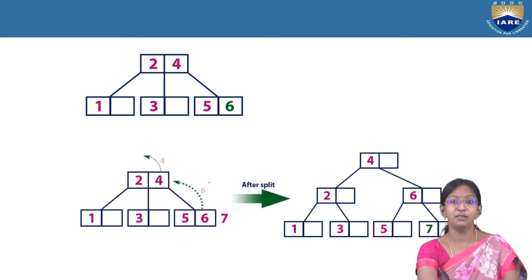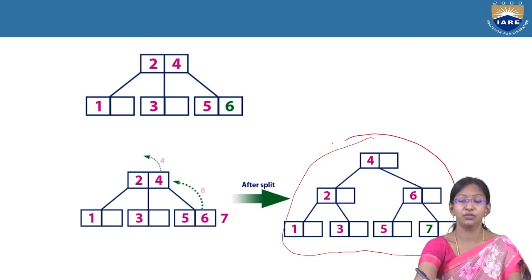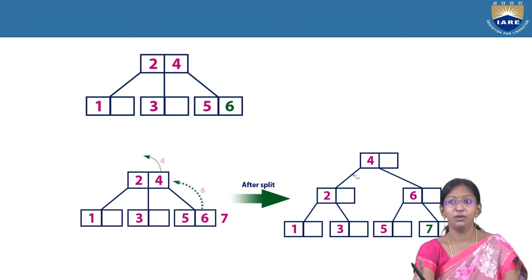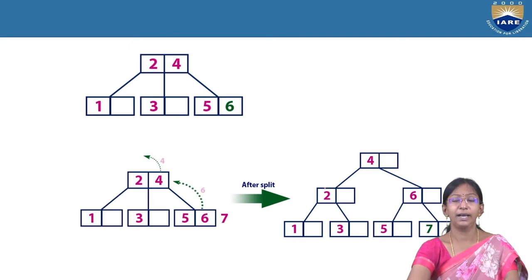7, due to 7, 6 took a hop in the upward direction. Due to 6, 4 took a hop in the upward direction. And this is the final result of insertion of 7. Okay, have a look at this one. Check all the intermediate stages.